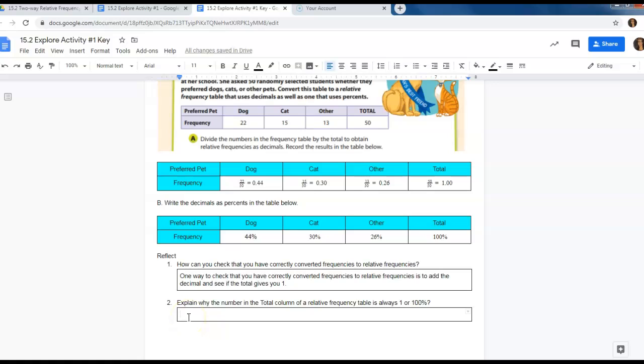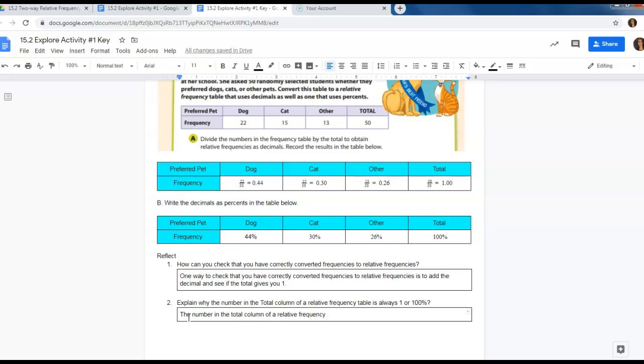Okay, so I'm going to write a complete sentence to explain why. The number in the total column of a relative frequency. See how it looks more professional, better than just saying because or not answering in a complete sentence. It gives you more strength and you get better scores.